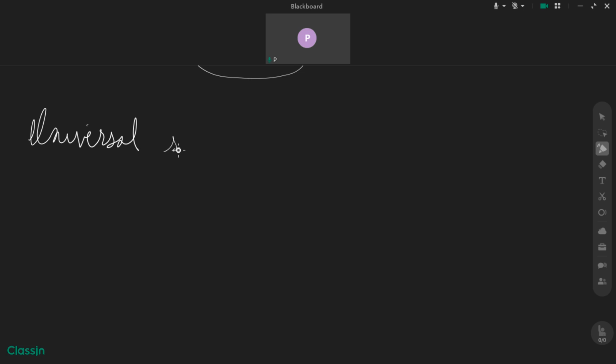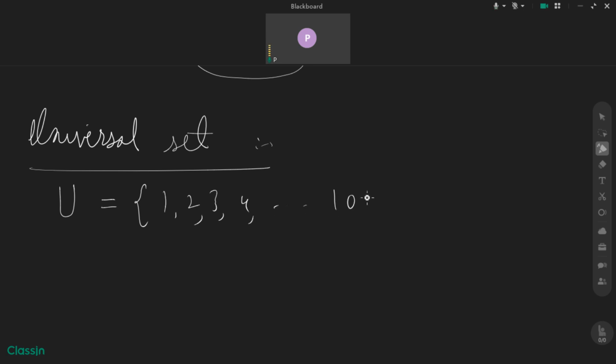Universal set. If you have any set, let us say I take set U. U is equal to, let us say it has the first 10 elements of natural numbers. That is 1, 2, 3, 4, up to 10.